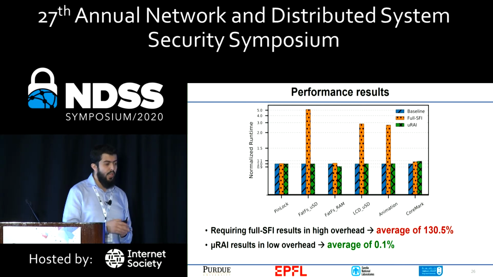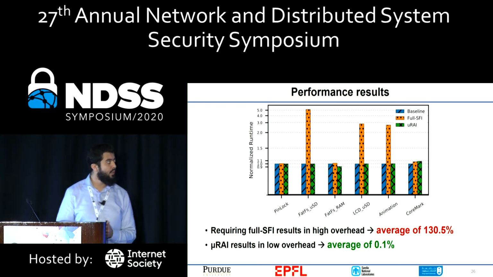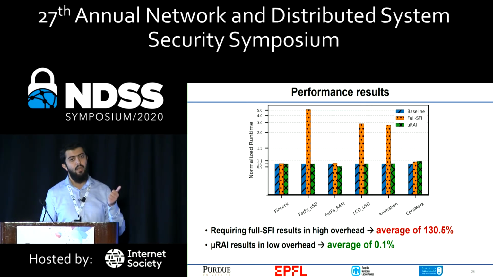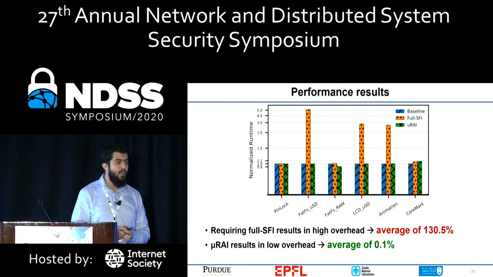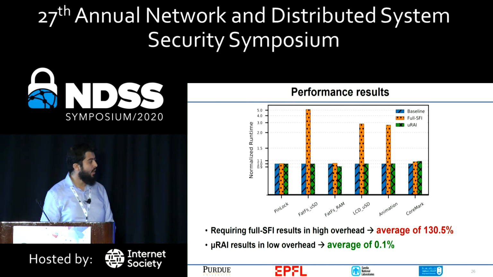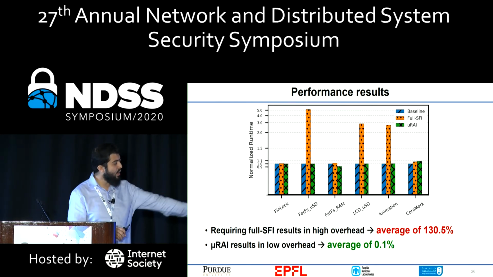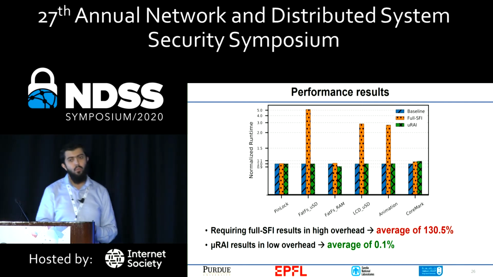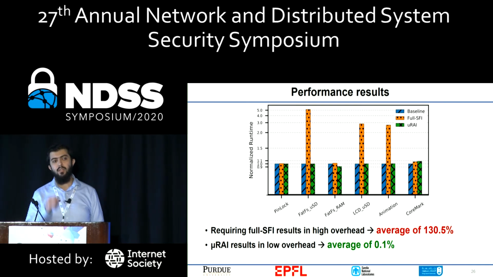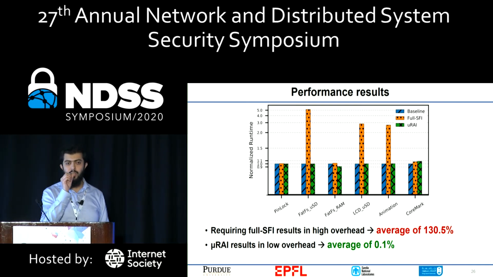Next, we have a secure design, so we want to make sure that it's performant. And so we compare against the insecure baseline, and we compare against a full SFI. The reason we compare against full SFI is that some defense mechanisms, like SafeTag, require full SFI for their full protection. But as you can see on the bottom, for those in the back row who can see it, the overhead of full SFI alone is 130%. However, for µRAI, we have only 0.1%. And the reason is that, if you remember, we only enforce SFI on a limited number of functions, which are the exception handlers and functions called by them.